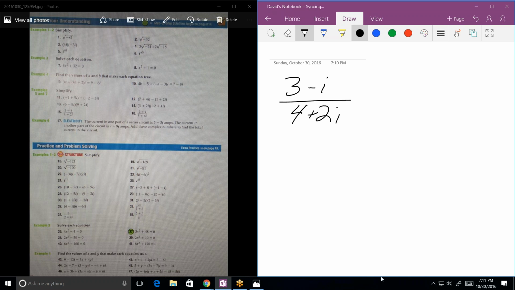Would it be... Subtract the real parts. Oh, only the imaginary. Do both for me. I just want to make sure you can add and subtract imaginary numbers. So would it be 6 plus 6i? Yeah. So those are easy.